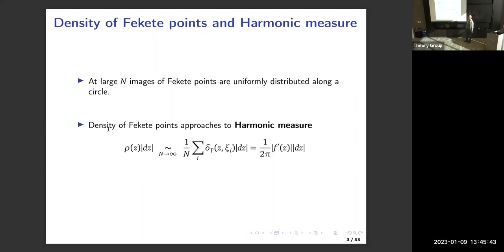And this is elementary. What is less elementary is that these particles are distributed uniformly. Okay, that's what we need to know about Fekete points. I will appreciate comments.